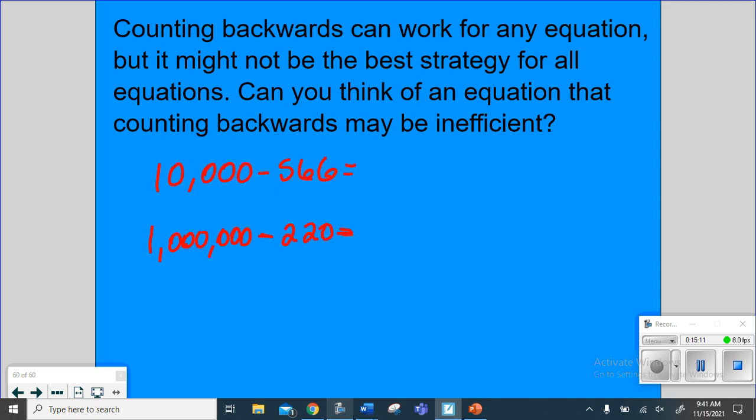Brayden, you got one? 9 billion minus 2,956. Yep, that might be another equation where it is not efficient. Could you do it? You could. You could definitely count backwards. But these would not be good equations to use that strategy for because the difference, the distance between those two numbers is too big. Turn and tell your neighbor another crazy equation that is probably not going to work for counting backwards.